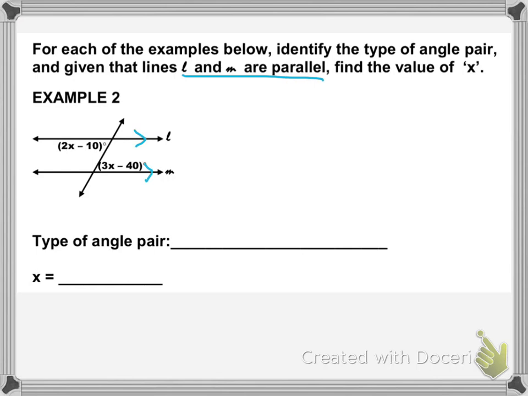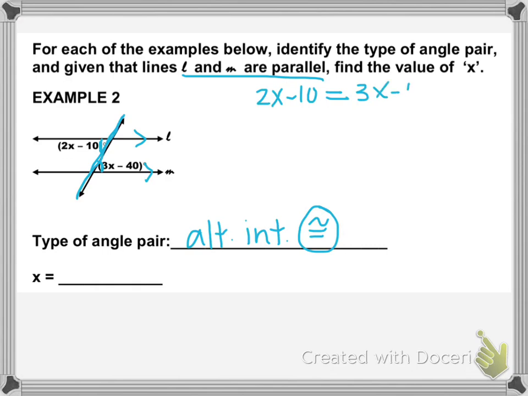All right, we have an expression for this angle and this angle. They are between lines L and M, so they're on the interior, but since they're on different sides of this transversal, they are alternate interior. And feel free to abbreviate. Alternate interior, these are going to be congruent. So if they're congruent, you're going to set those two expressions equal to each other. So 2x minus 10 equals 3x minus 40.